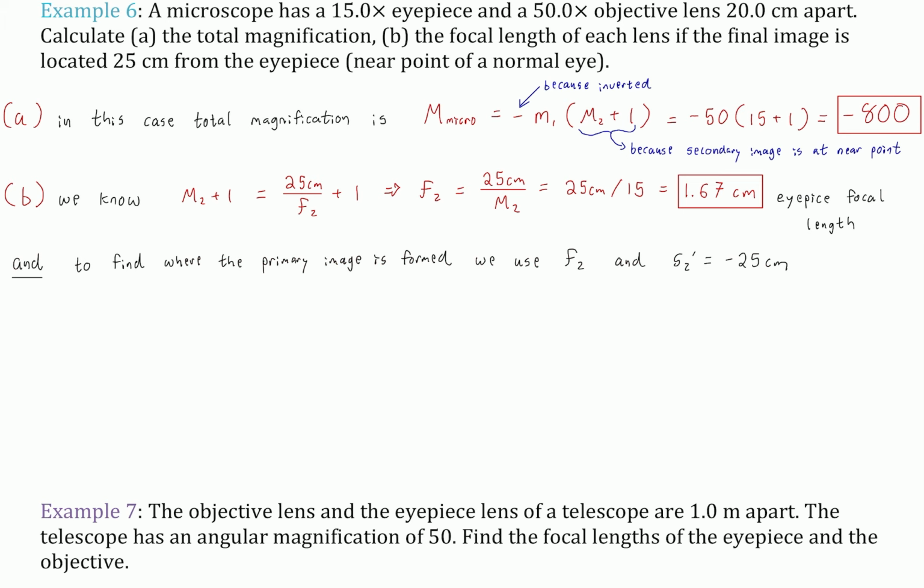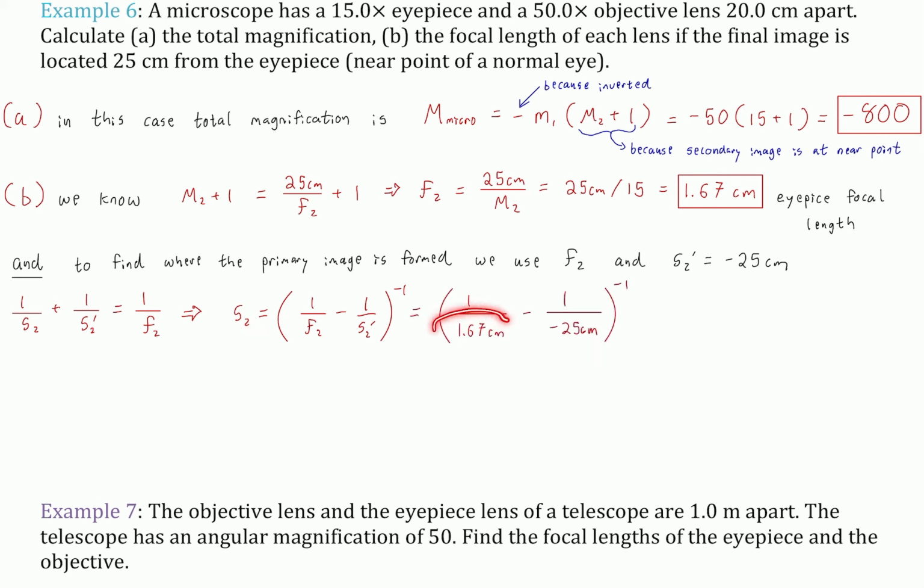Now we want to find where the primary image, the image formed by the objective, is formed. So we use f2, and we use the fact that S2 prime equals negative 25 centimeters, whereas in the previous example, S2 prime equals infinity. Let's express the image formula here and solve for S2, because this is where the actual object that the eyepiece is focusing on is formed. Plug in our recently found focal length and the human near point, which was stipulated by the way the eye is working with this microscope, and we get 1.57 centimeters.